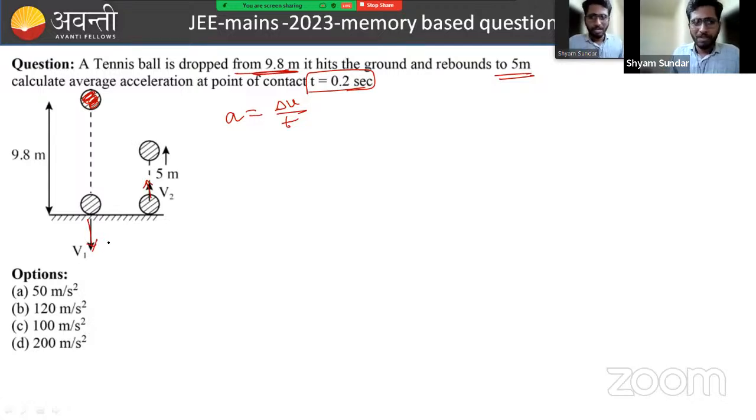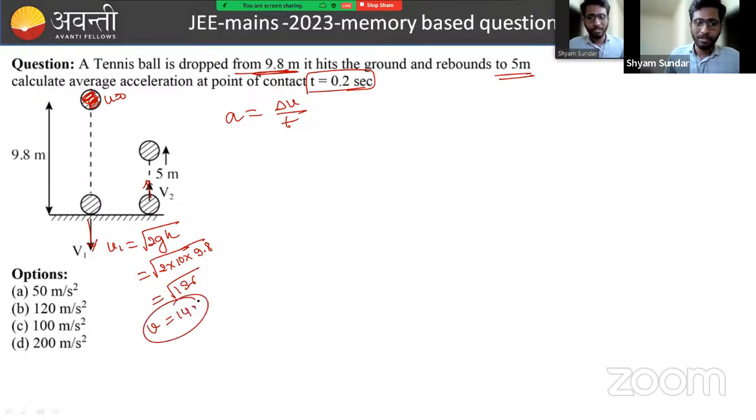We'll calculate this. First velocity v1 we can calculate by using the third equation of motion. Initial velocity will be equal to 0. Put that in the equation v square minus u square is equal to 2as. You will get v equal to under root of 2gh, under root of 2 into g value, I will take 10, and h value 9.8. 98 into 2 is nothing but 196, right? Under root of 196, I can write as 14 meter per second. So v1 velocity in the downward direction is 14 meter per second.